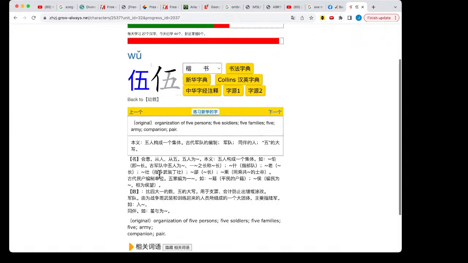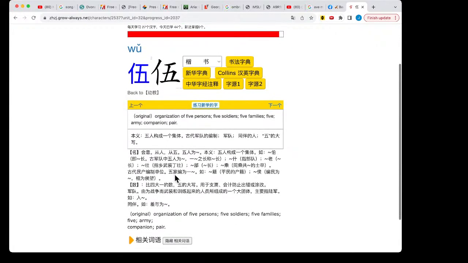五 means, the original meaning of this character is an organization of 5 people. They call 5 people 五. So this is used for residential places, also used in the military. There are 5 people, and they will name a leader, and that leader is called a 武长.